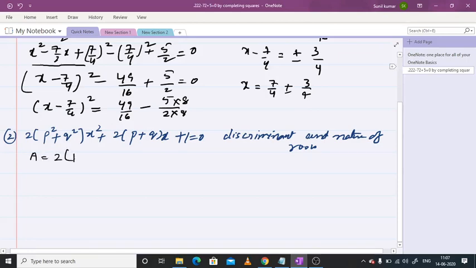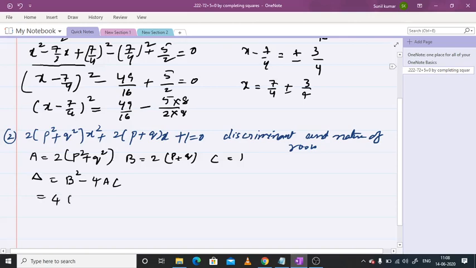Now the other question is related to the discriminant. Before that I will write a is equal to 2 times p square plus q square, which is given. The b is equal to 2 times p plus q, which is also given, and c is equal to 1, based on our normal notation. Now what is the discriminant formula? b square minus 4ac.